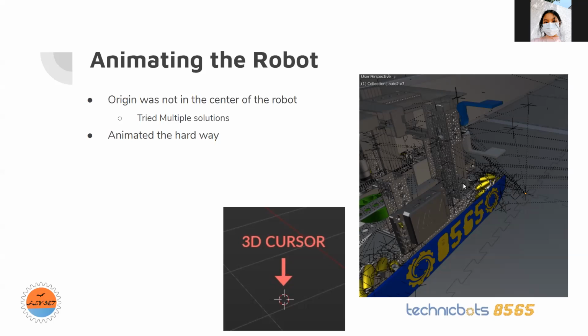I tried a couple of solutions to move the origin, but unfortunately none of them worked. So I had to animate the hard way, manually, almost frame by frame, moving the side claw slowly so that it would look realistic.